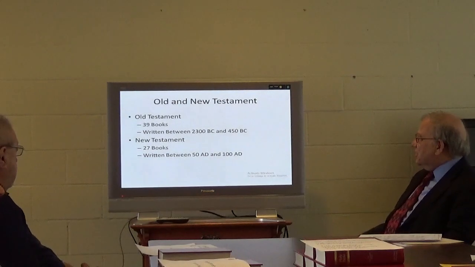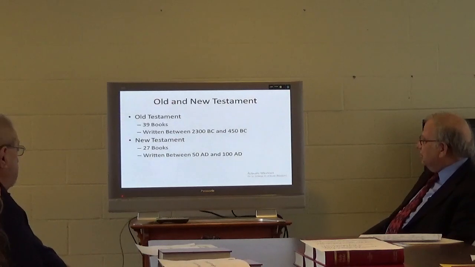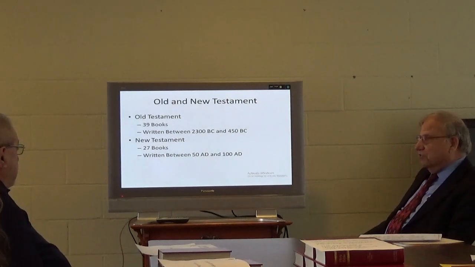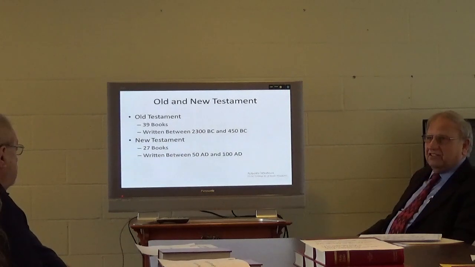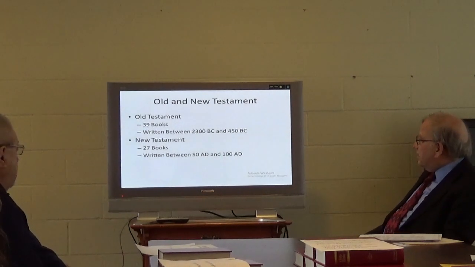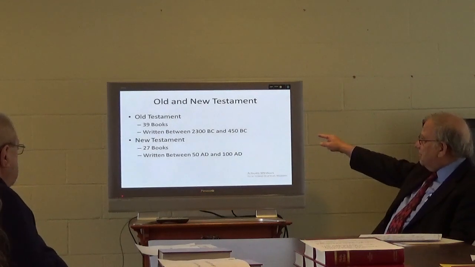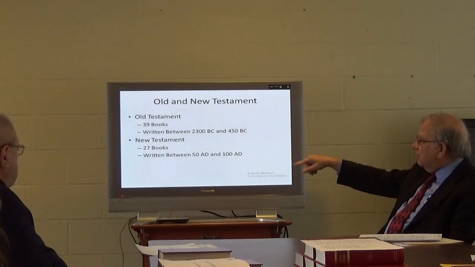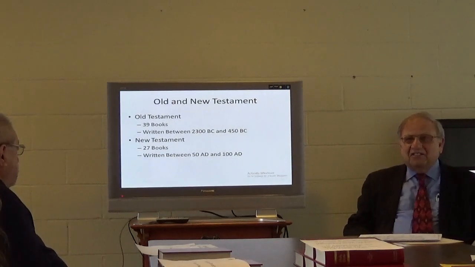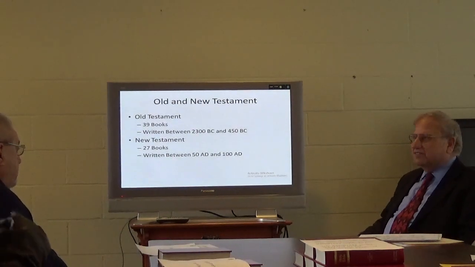So there are 39 books, and look at the time. They were written between 2300 BC and 450 BC. So there was a span there of a couple of millennia, putting all these together. Now, I want you to notice that it ended at 450 BC and the New Testament started at 50 AD. That's 500 years where nothing happened.